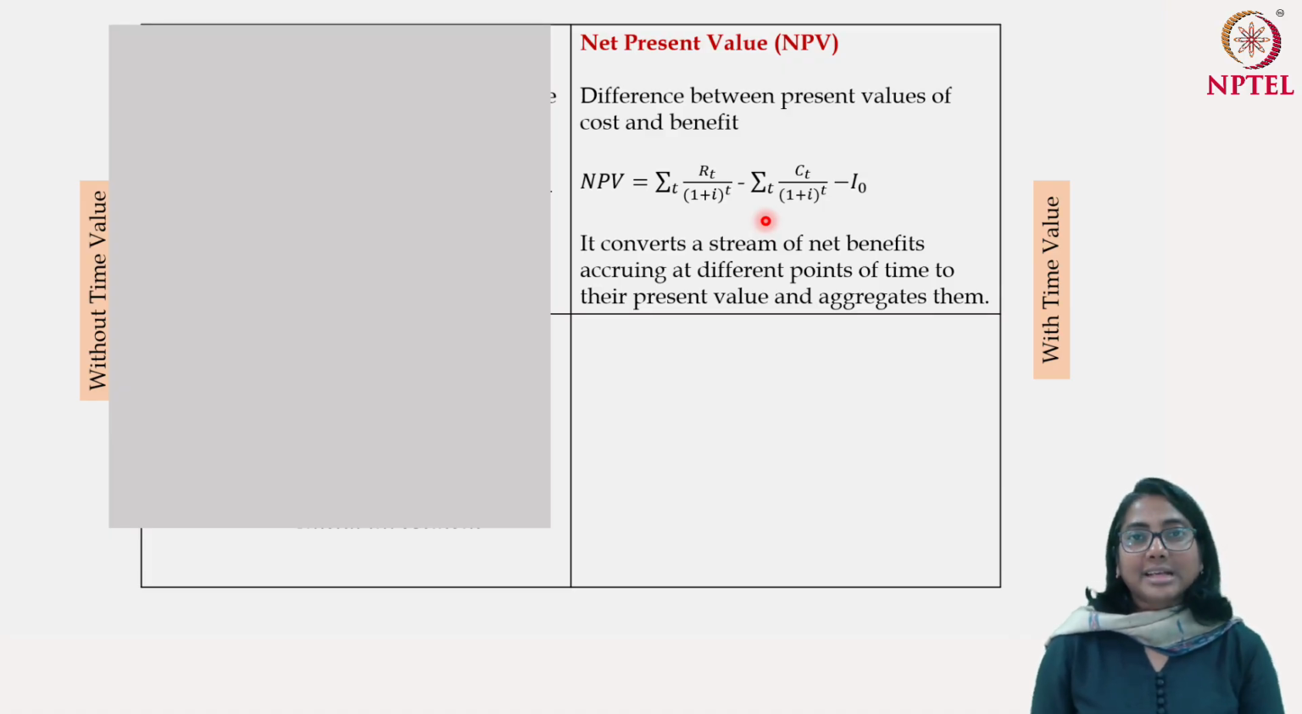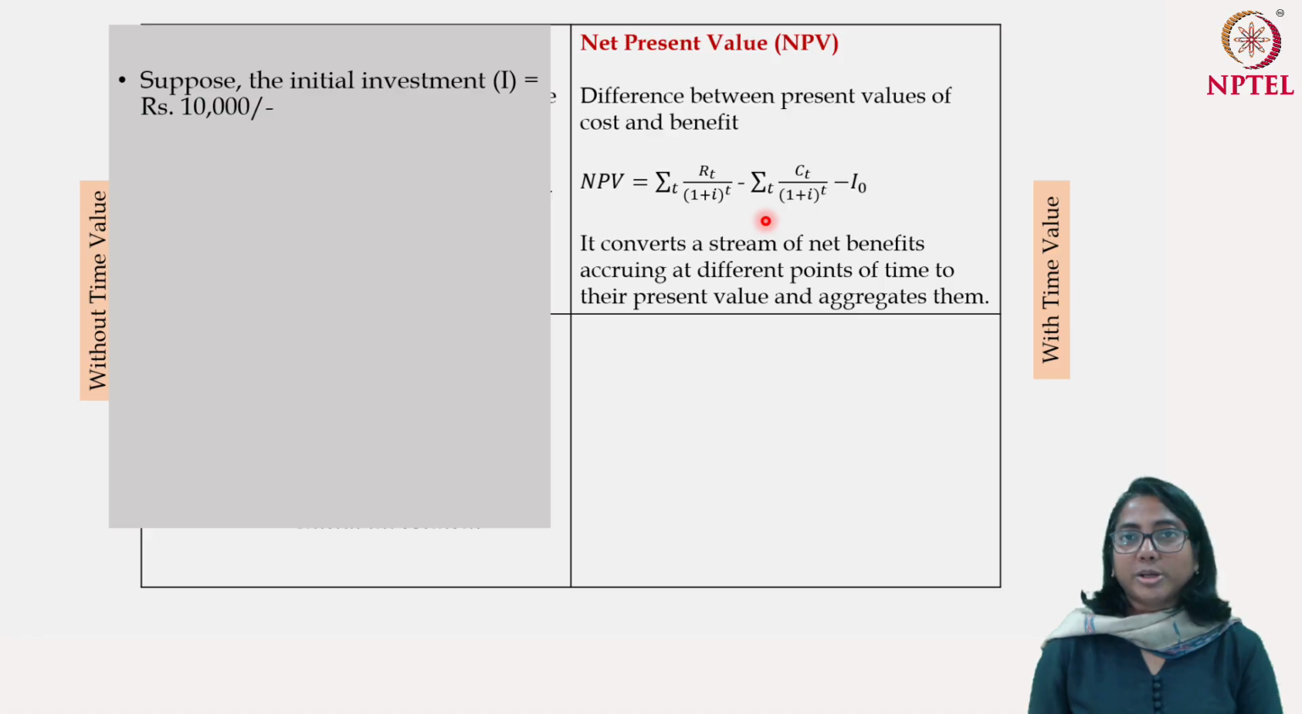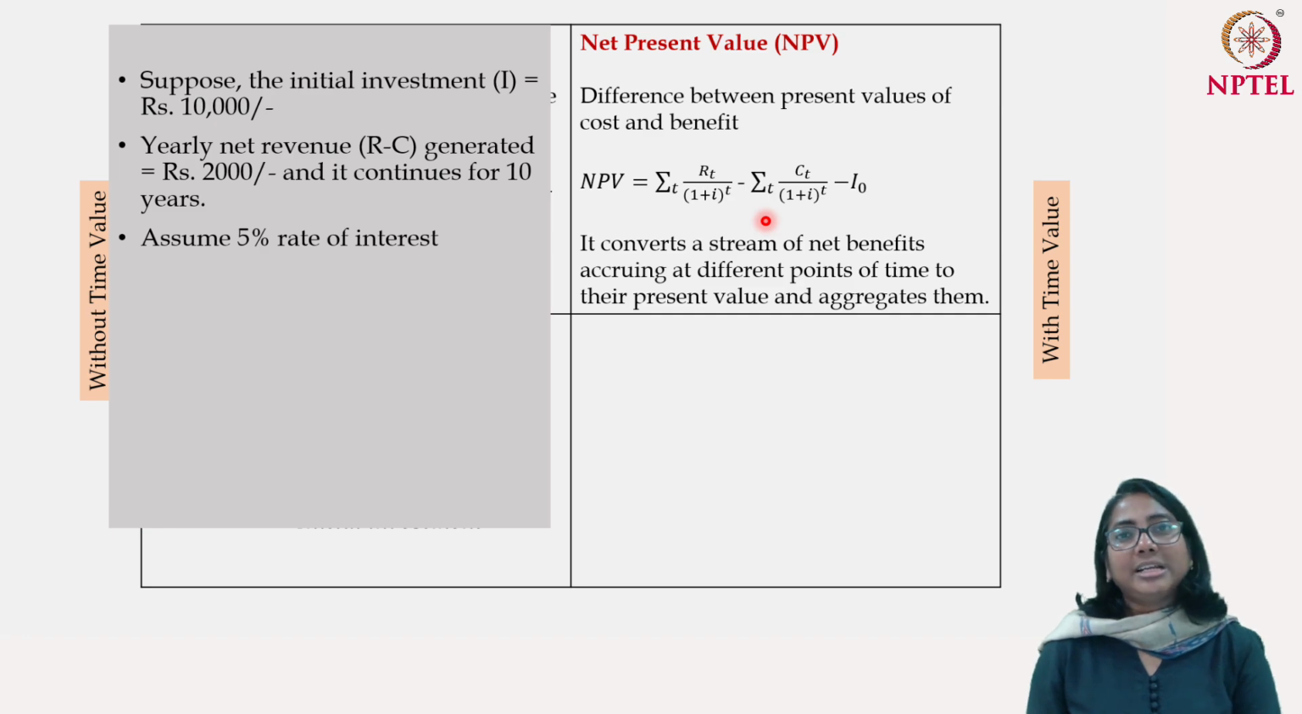Let us take a look at a quick example which will probably make things clearer. Suppose the initial investment that a project requires is 1000 rupees. This is some imaginary project with a very nominal initial investment, so this is I naught. The second piece of information is the yearly net revenue, that is Rt minus Ct, generated by this project: 2000 rupees, continuing for 10 years. One assumption we are making is that Rt minus Ct doesn't change over time, but even if it changes, the logic remains absolutely the same. So you get 2000 rupees every year as net revenue for the next 10 years. Now assume there prevails a 5% rate of interest.